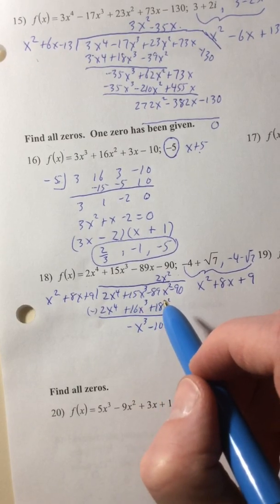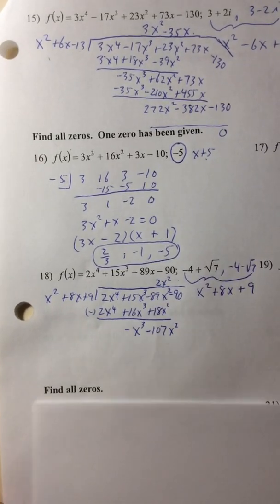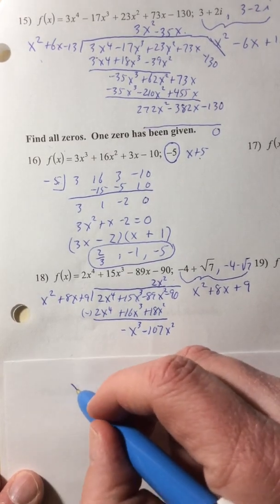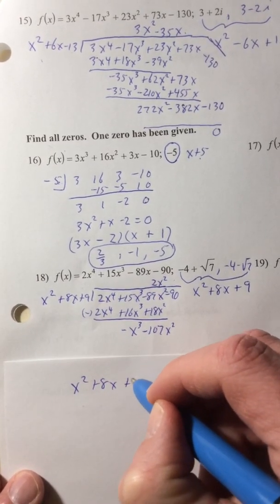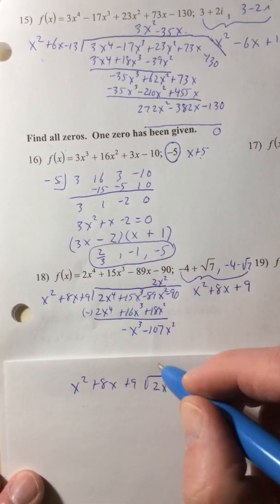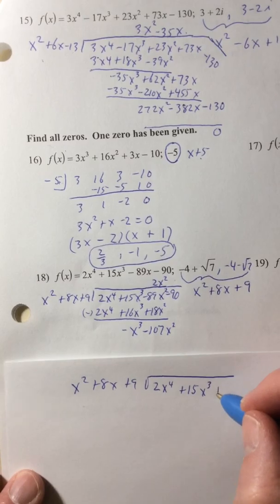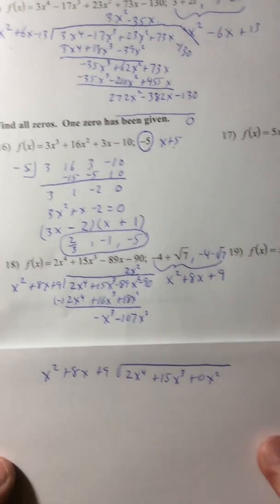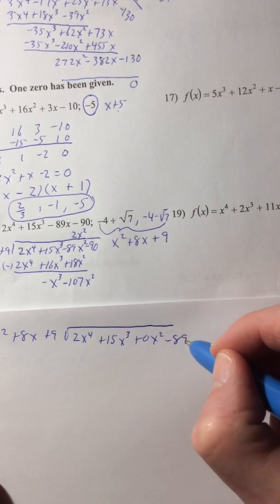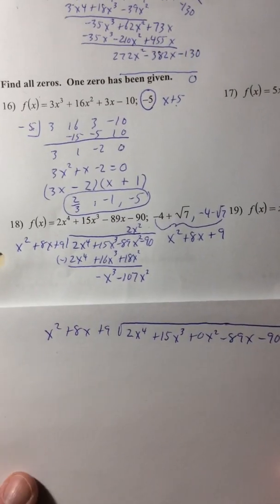Yeah, crap. All right. Okay, here's what I'm going to do. I'm going to put this on a separate sheet of paper. And we're going to do it properly here. So we're going to do x squared plus 8x plus 9. Hopefully all of you saw that before I did. 2x to the 4th. I know some of you would have been saying, hey, you forgot your 0x squared. 15x cubed plus 0x squared minus 89x minus 90. Okay, so long division.